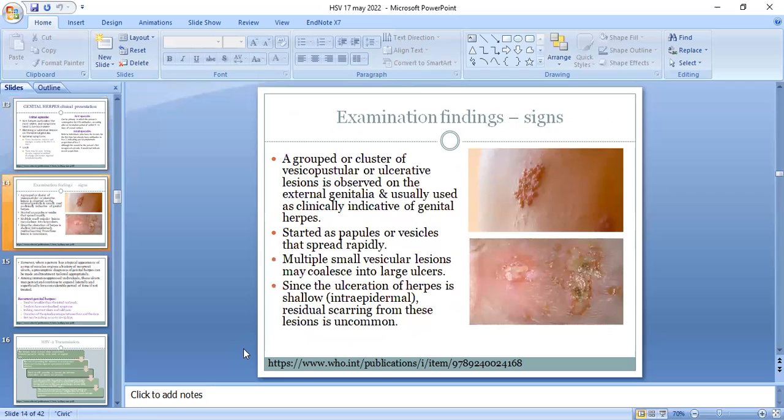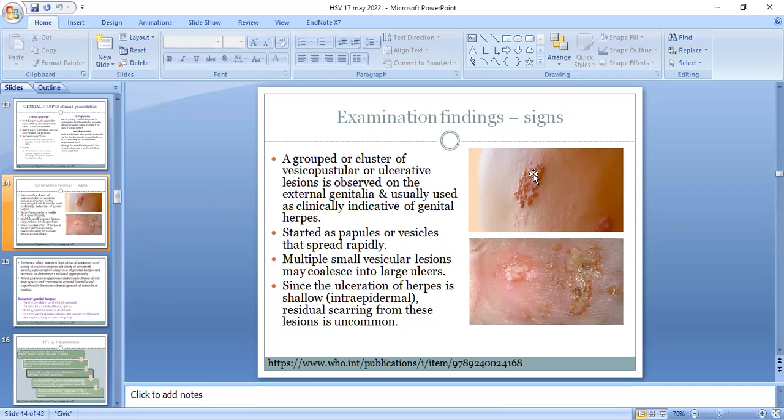Now, the examiner findings, that is, the signs. In herpes simplex, the pathognomonic sign is the group vesicular lesions, that is, a group or cluster of vesicopustular or ulcerative lesions observed on the external genitalia and usually used as a clinical indicator of genital herpes. As shown in the figure, these are the group vesicular lesions.